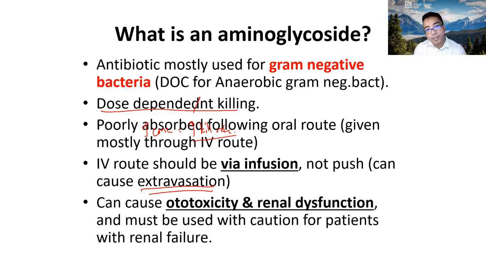The thing, class, with aminoglycoside is that it can cause ototoxicity and renal dysfunction. So, it's nephrotoxic. At the same time, it's ototoxic. It must be used with caution for patients with renal failure. Hence, class, one of the major things that we have to consider when adjusting the dose of aminoglycoside is the kidney function of our patient. Is it still good or not? Okay. And how do we measure, class, the kidney function of our patient? Well, normally we use the creatinine clearance or the glomerular filtration rate.